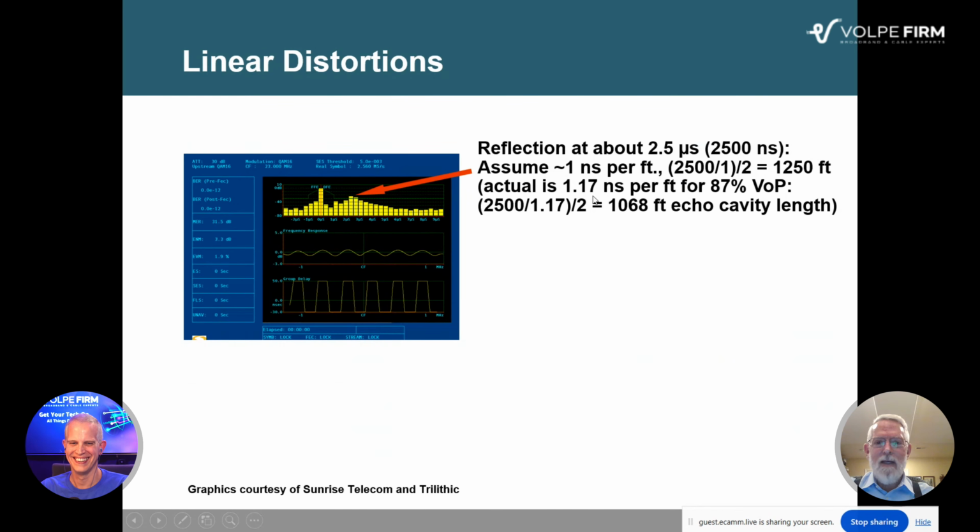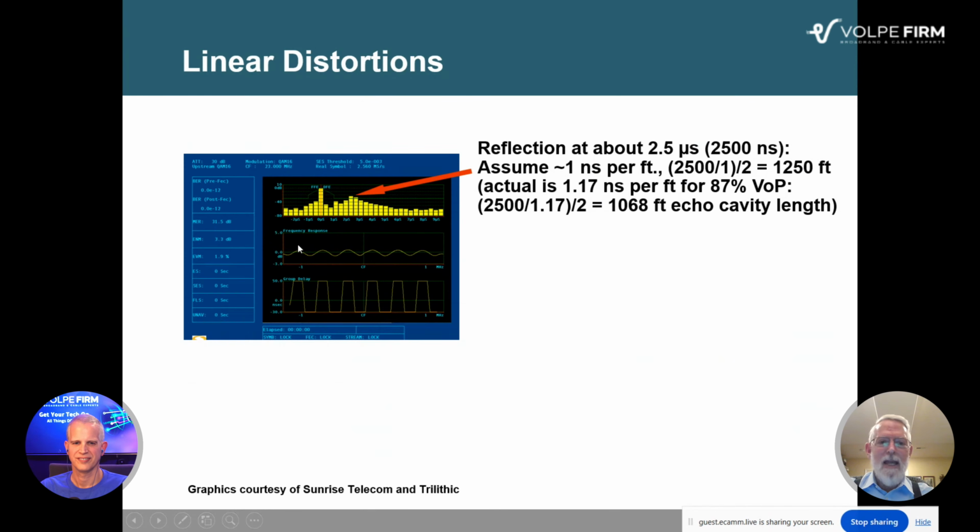Well, yeah, and the actual propagation delay through hardline coax with a velocity factor of 0.87, which is pretty common, or a velocity propagation of 87%, is 1.17 nanosecond per foot. So you just remember that number. So you got 2,500 nanoseconds for the reflection delay. So take 2,500, divide by 1.17 nanosecond, then divide that by 2, and you get 1,068 feet for the echo cavity length.